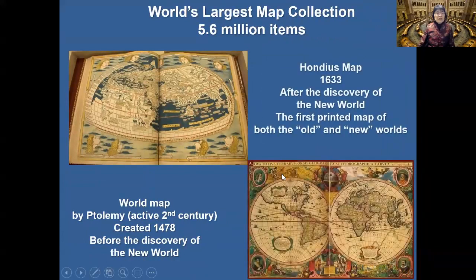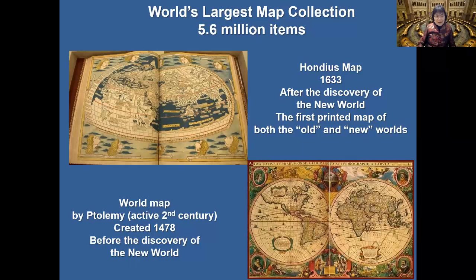Another very interesting map is called the Hondius map, named after the person who published it. That's more than 100 years later, in the 1630s, already after the discovery of the New World. So this is the first printed map of both the Old and the New World. So you can see America here, right? Both North and South here. It's relatively close to the scale of what we know today.